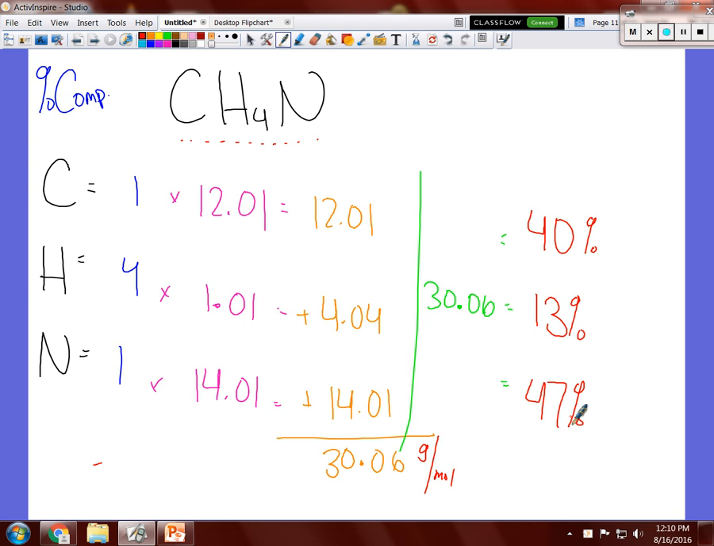So does logic make sense here? Does your highest mass of the part have the highest percentage? Yes, okay, we're good there.